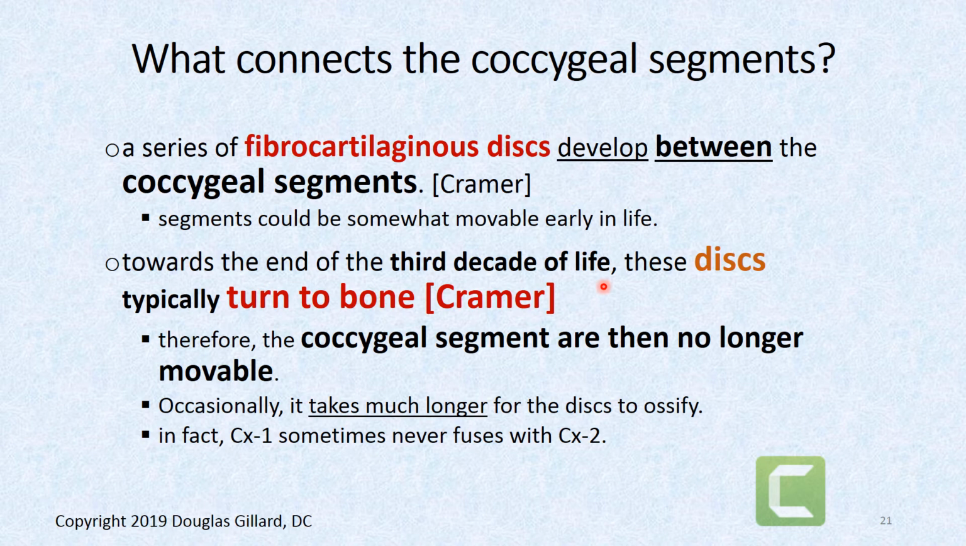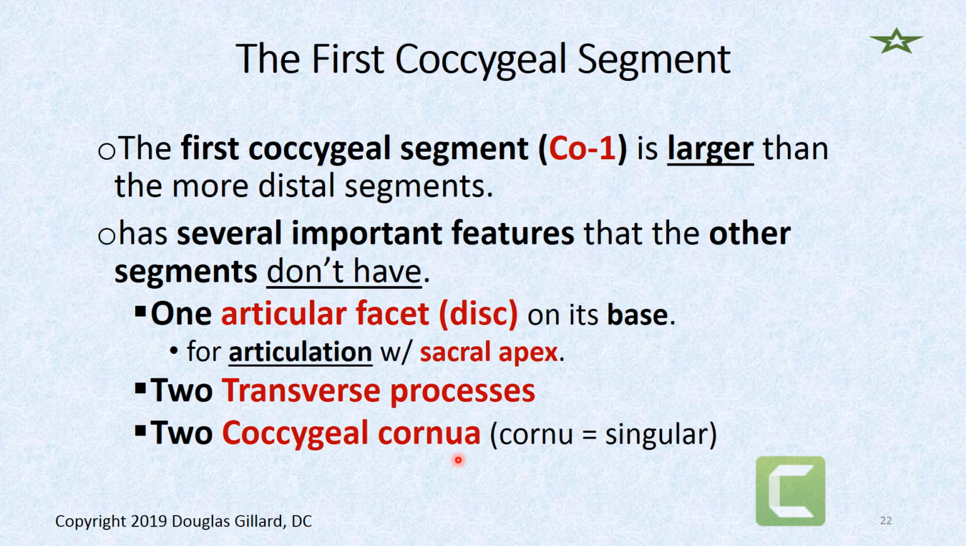They don't degenerate. They turn into bone. They ossify. And therefore, in people in the 30s and 40s or so, most of the time the segments don't move, and the coccyx is one big osseous bone. Occasionally it can take a lot longer for those little discs to fuse away. Sometimes they never fuse away and they remain there throughout life, but most of the time they do fuse away.